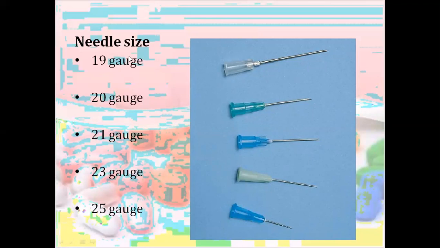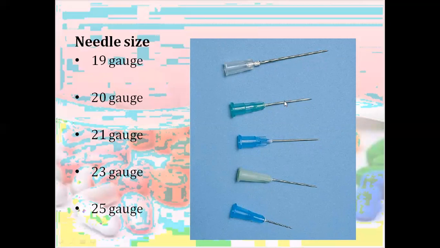Then this is the size of the needle. So this is 19 gauge, meaning the lower the gauge number, the larger the size of the needle. So इसमें आप देख रहे हैं it is 19 gauge. ये 19 gauge का है, लेकिन इसका size और इसकी जो thickness है वो ज़्यादा है.